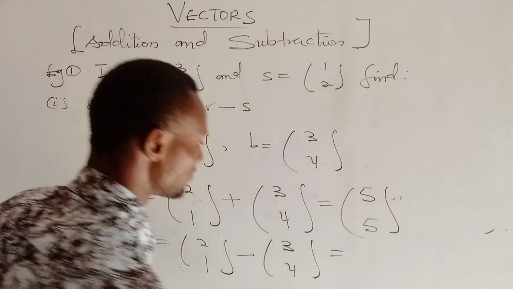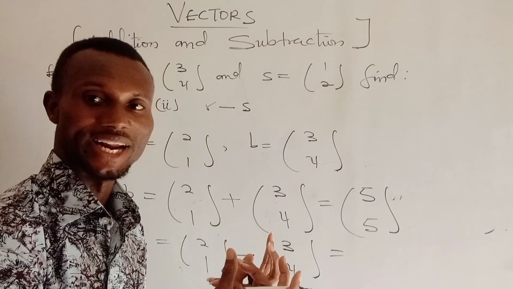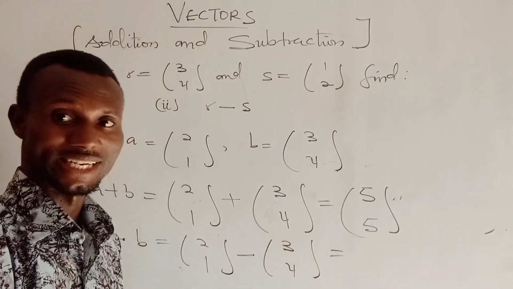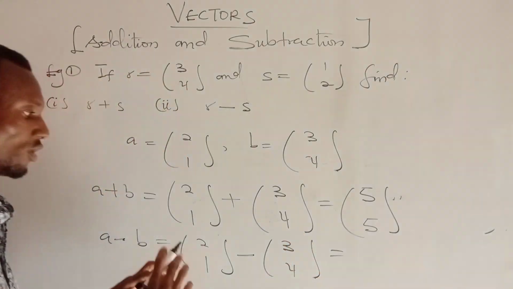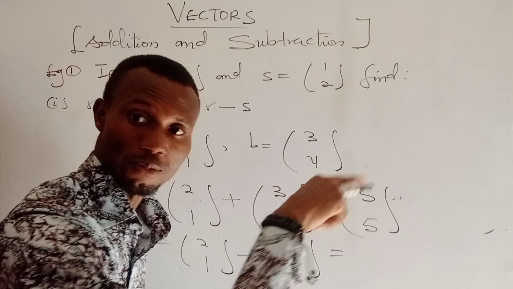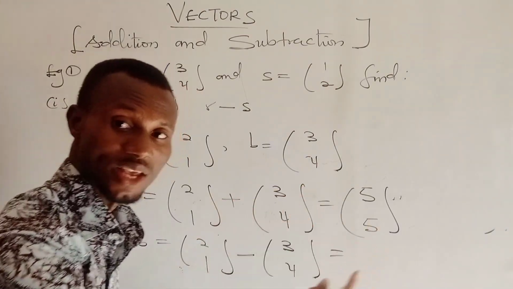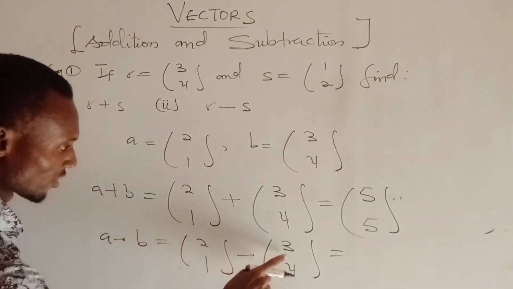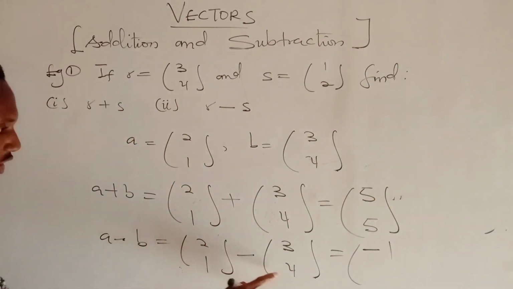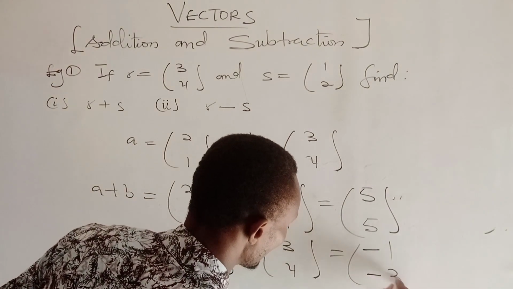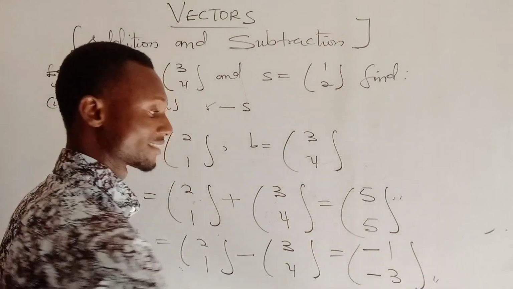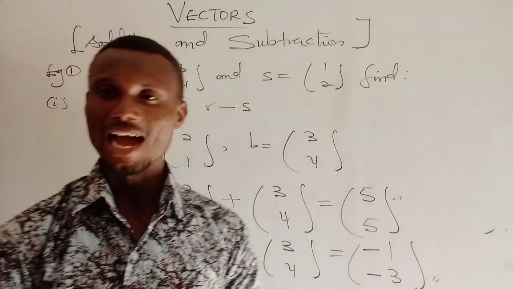So to simplify, we subtract corresponding components. That's how you conduct the subtraction, the same way as you did with the addition. So what it means is that we subtract the top values and also we subtract the down values. So 2 minus 3 gives us minus 1, and 1 minus 4 gives minus 3. I hope you agree with me. So this is the final answer. I hope you understand up to this point.